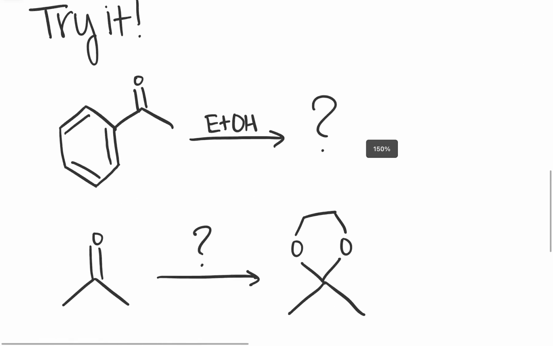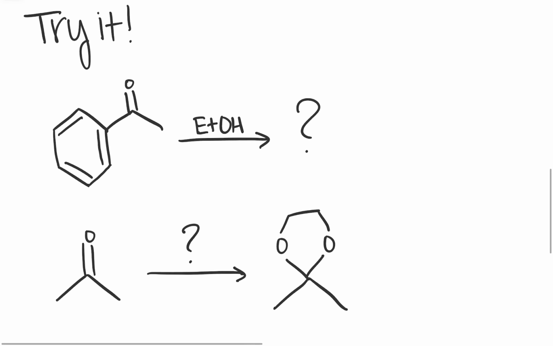So now I have a few problems for you to try. So for that first one, you're trying to figure out what the acetal product will be. And in the second one, you have to figure out what the alcohol group is that you are adding.